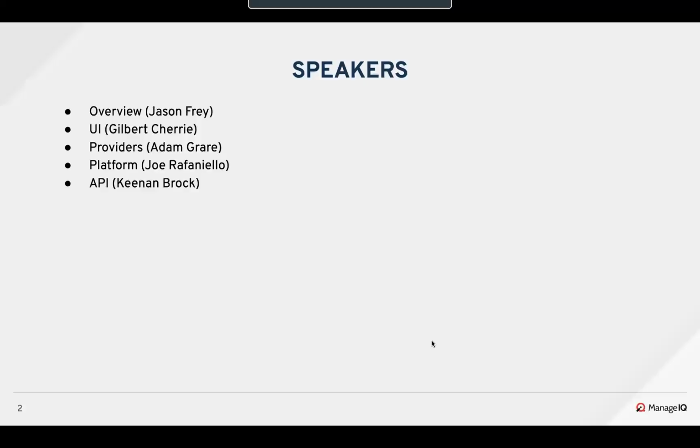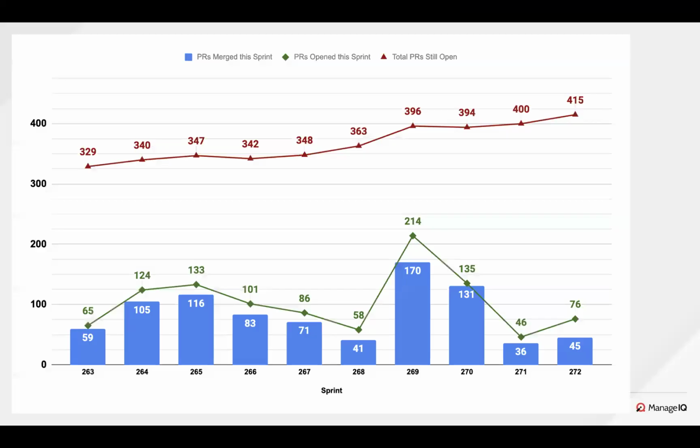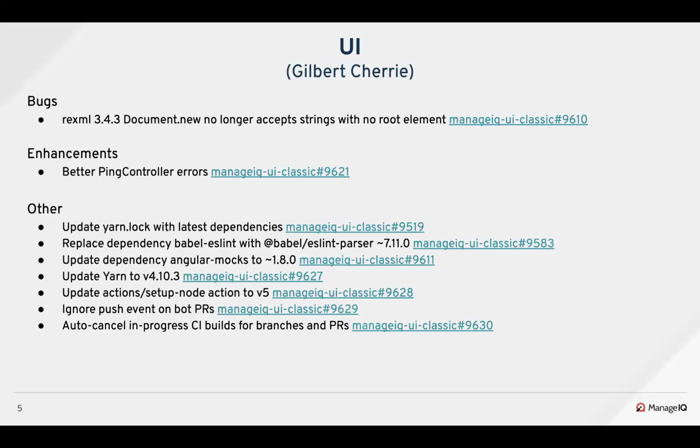Let's get started. I'll start with the overview, Gilbert on the UI, Adam on providers, Joe on the platform, and finally Keenan on the API. As you can see, this sprint, there were 45 PRs merged with 12 enhancements, 5 bugs, and a smattering of the rest. And over to Gilbert on the UI.